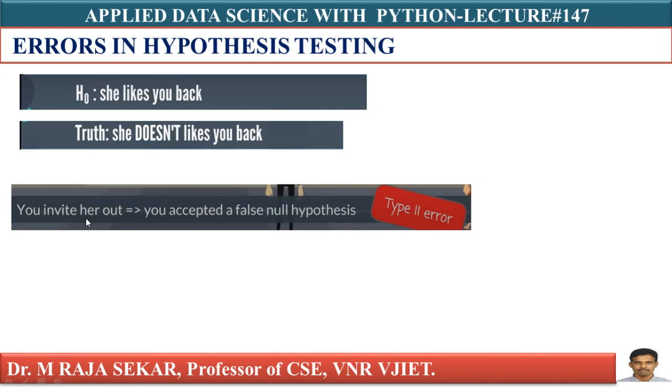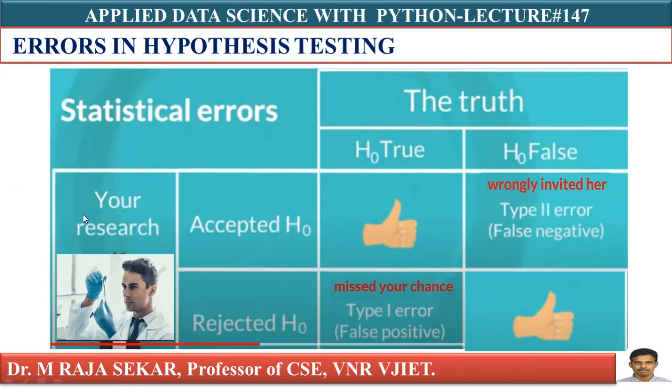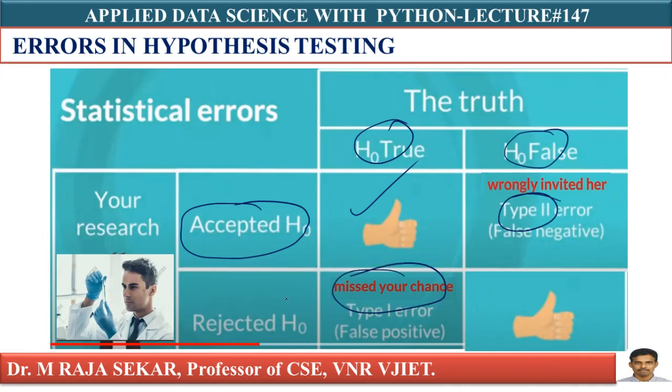That's all from our story. Just go through these types of errors. Just see here what's happening, the same statistics table. Accept the null hypothesis when it is true, no issue. But if you are accepting when it is false, she does not like you but you invited her, that is a type 2 error. But if you missed your chance, she is liking you but you have not invited her, that is a type 1 error.